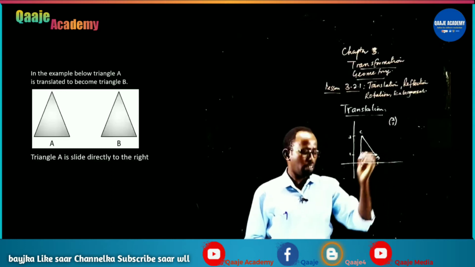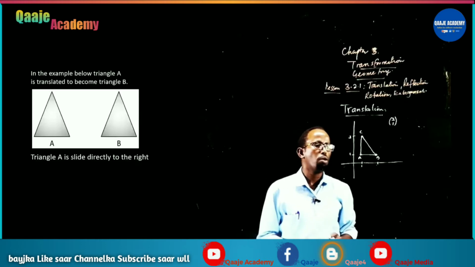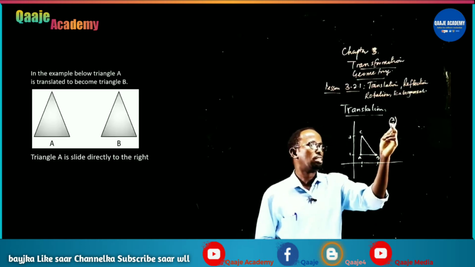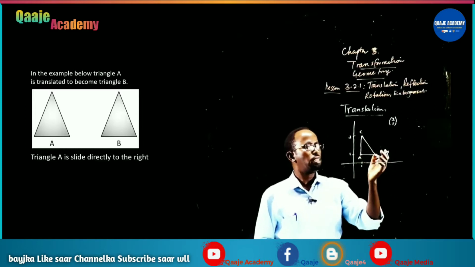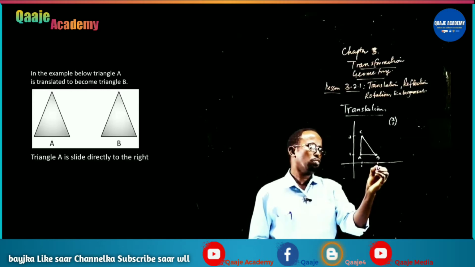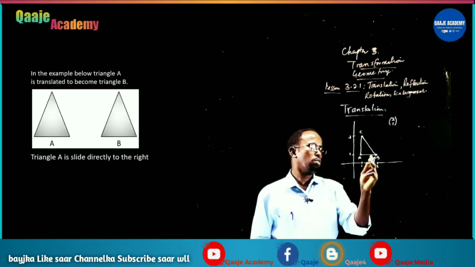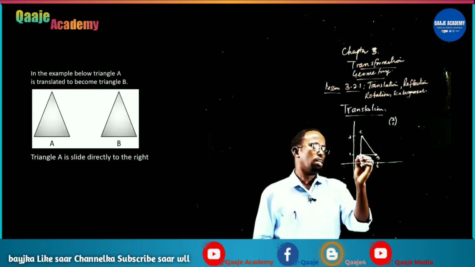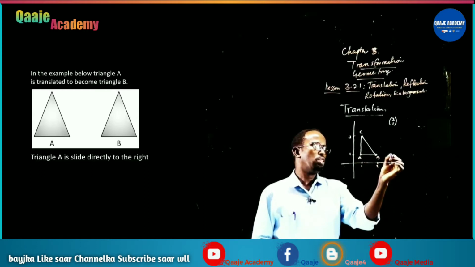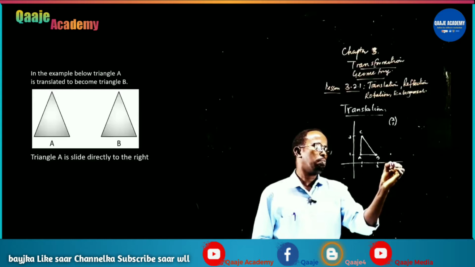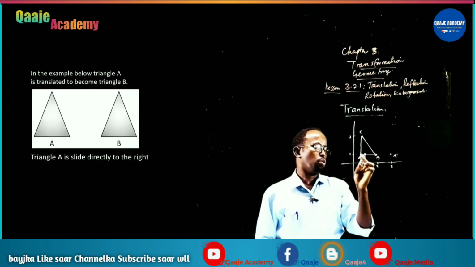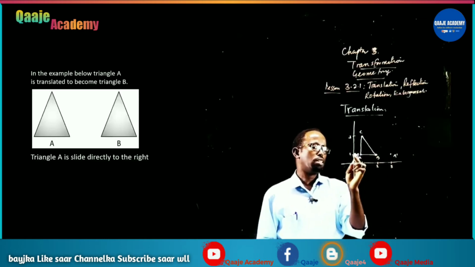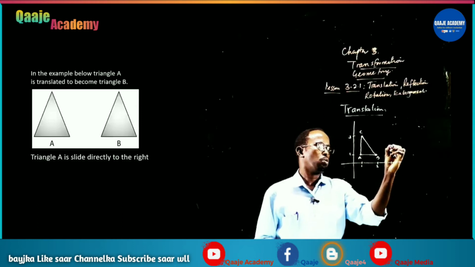You're told to move the triangle 2 steps to the right and then 1 step up. We normally write translation in the form of column vectors, where the first one is x and the second one is y. If you move 2 steps to the right, point A will be A prime, so this will be 3. Then 1 step up means plus 1 up. So this is where A prime will be.